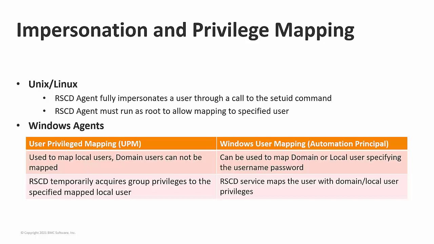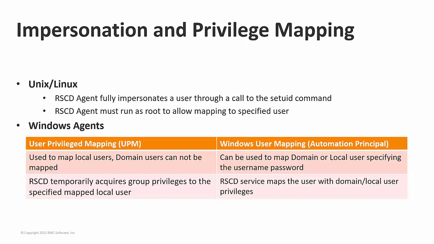Impersonation and privileged mapping for RSCD agent. In order to perform any task, RSCD agent needs to impersonate or gain the privileges of a user who can perform that task on the target server. RSCD agent installed on a Unix or Linux server will fully impersonate the user using the setuid command with the user account which is present in the ACL files. RSCD agent must run as root in order to allow mapping to the specified user.